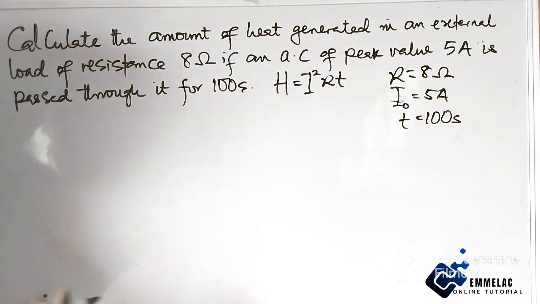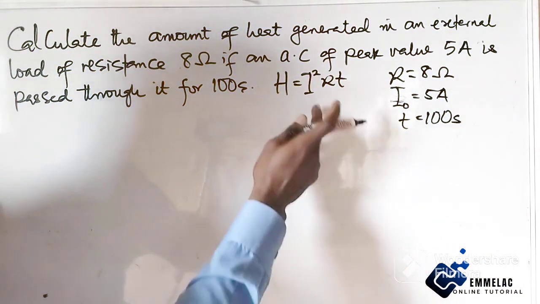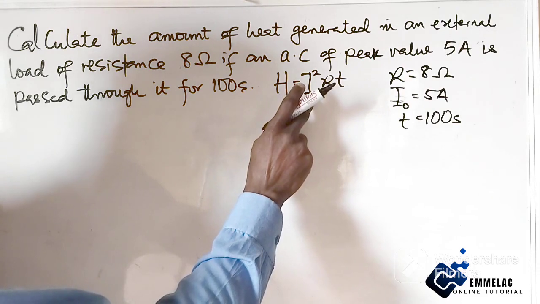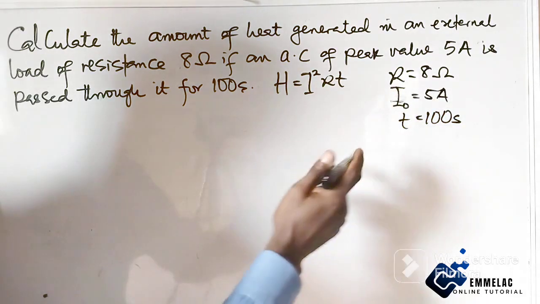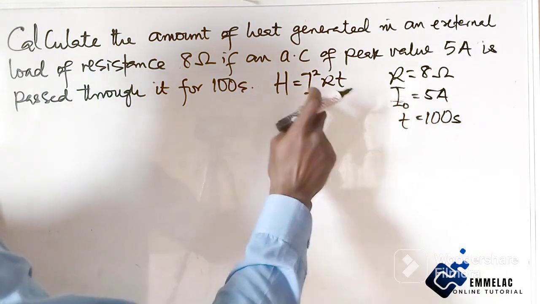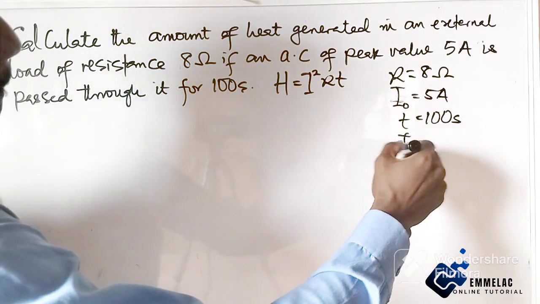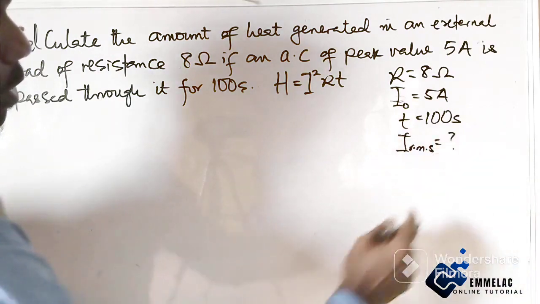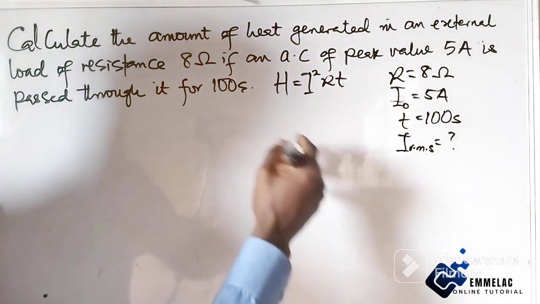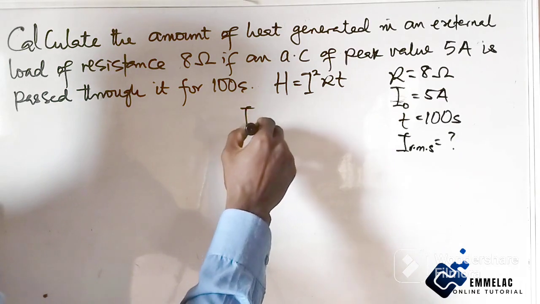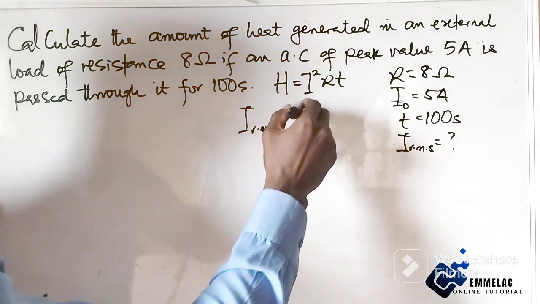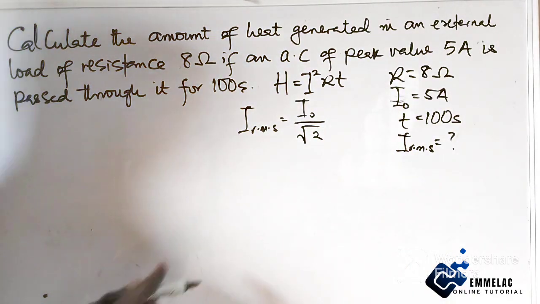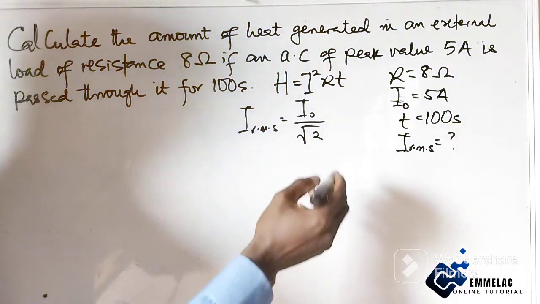Now, all we need to do here is this: what we are given is the peak current, not the root mean square value of the current, so we can't make use of this directly. So as such, let us calculate the root mean square value. The root mean square value relating to the peak current is given by this equation.